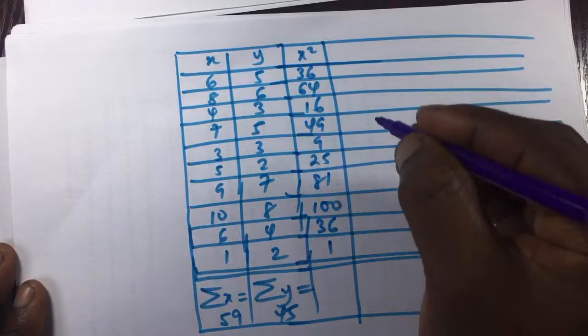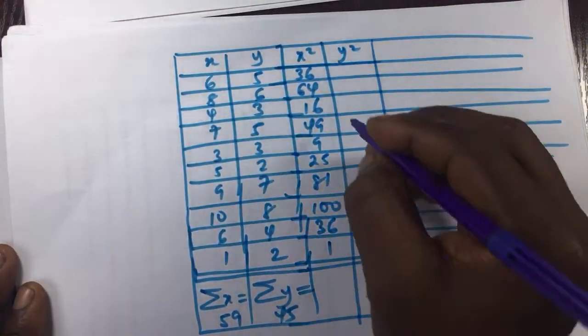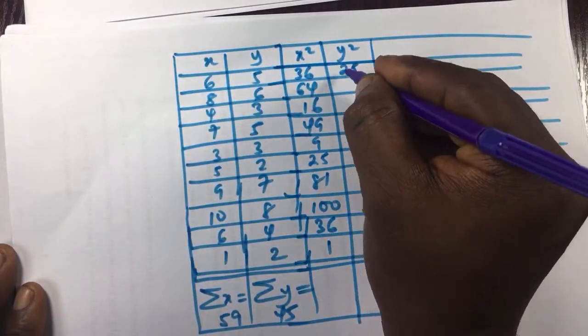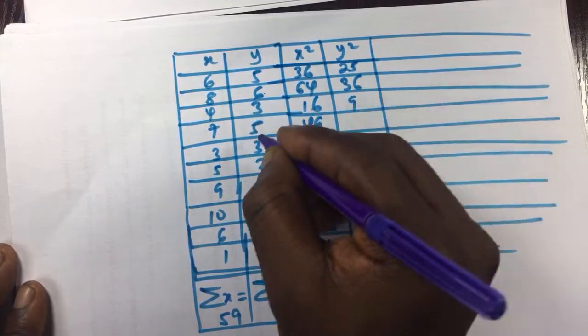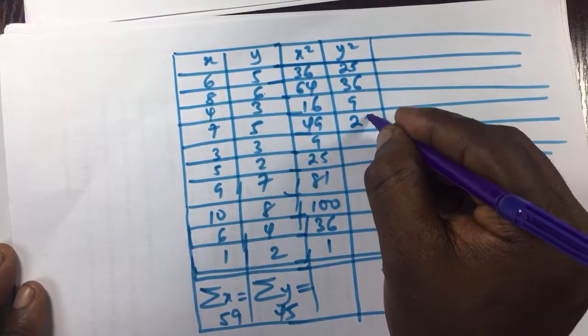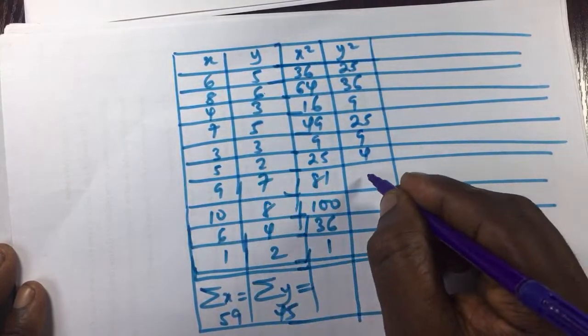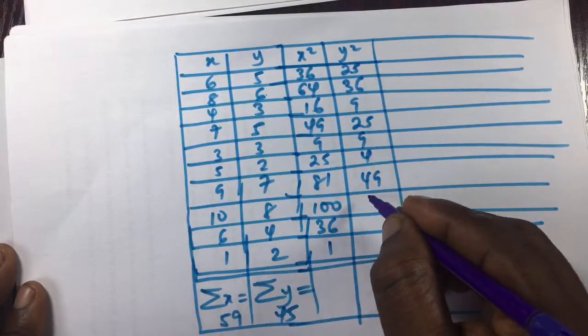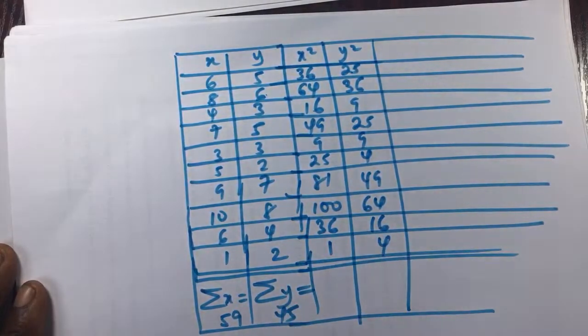Okay? So let's go over to y squared. Y squared, on the other hand, will give us 5 squared is 25. 6 squared is 36. 3 squared is 9. 5 squared is 25. 3 squared is 9 again. 2 squared is 4. 7 squared is 49. 8 squared is 64. 4 squared is 16. 2 squared is 4.